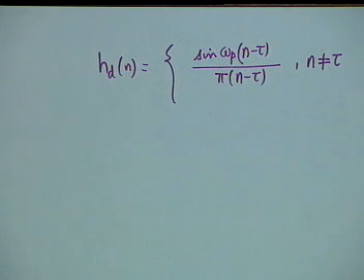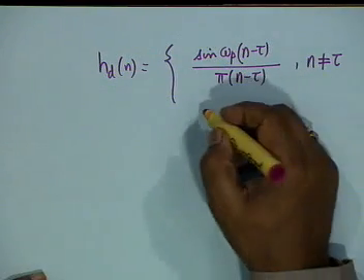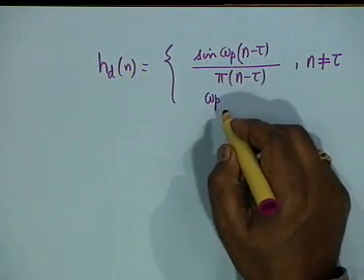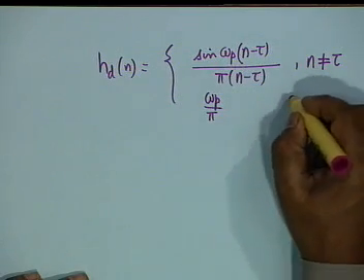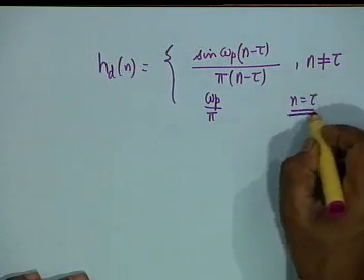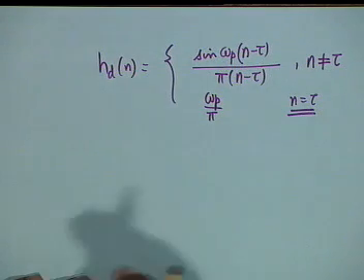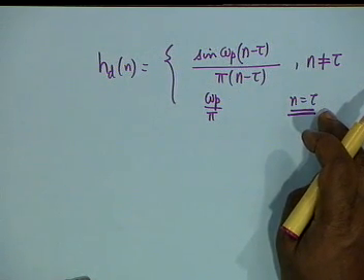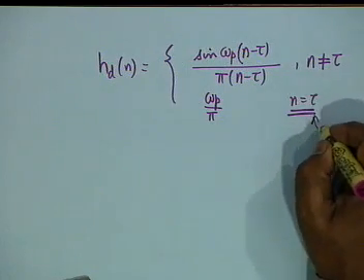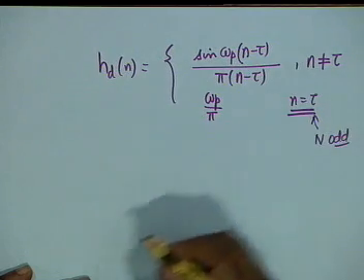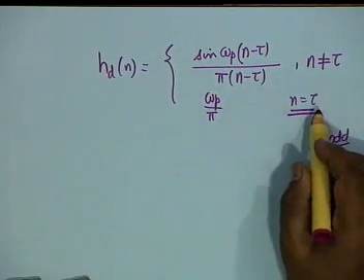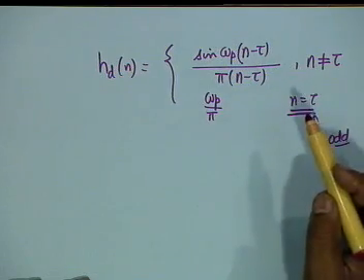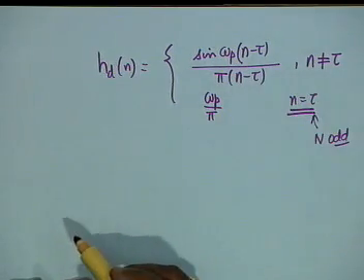Agreed? If n is equal to tau, then obviously this will be omega p by pi for n equal to tau. When is this possible? Small n, this is possible only when tau is an integer, right? Tau is an integer, and therefore capital N odd. For capital N odd, n equal to tau or n minus 1 by 2, the value should be omega p by pi, otherwise it is sine of this.